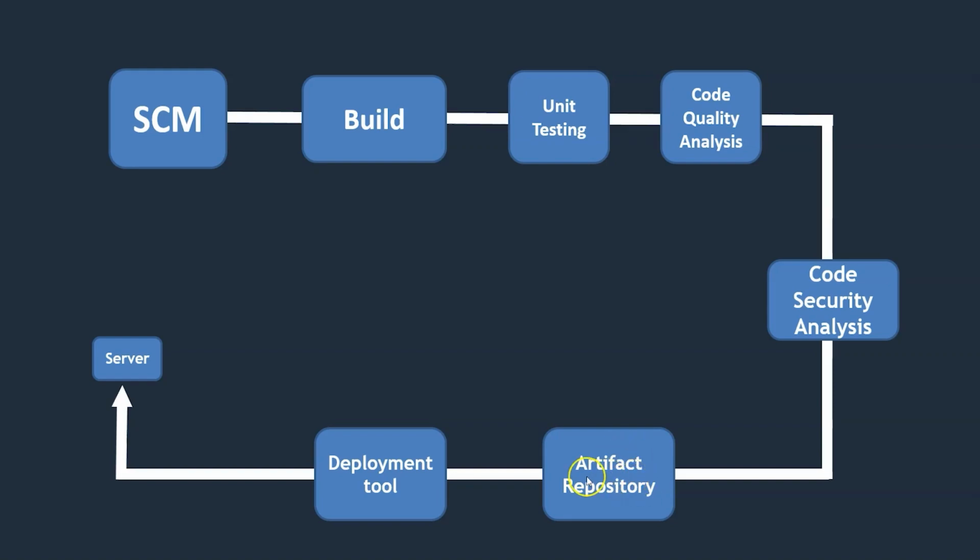Once we have the artifacts, we need to deploy them on the server. To deploy it on the server, we can use deployment tools. This is the typical workflow which happens in DevOps. Now, to understand better, we will avoid all this and talk about only the SCM and the server. And this is already in place and everything is working fine.